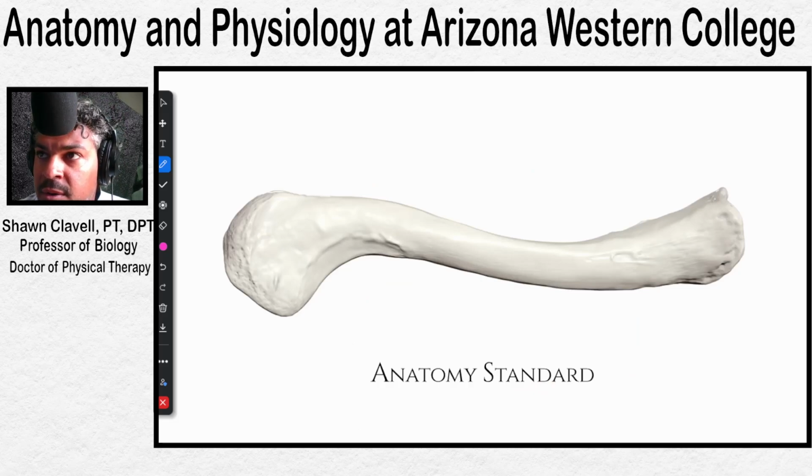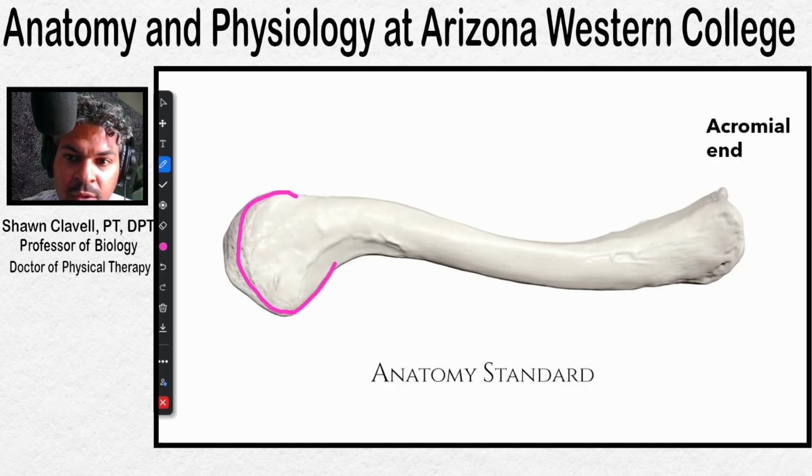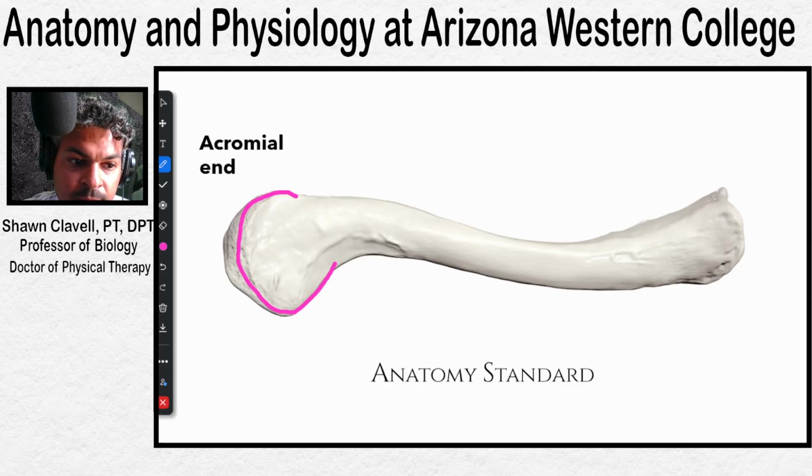And so you can see here, as I mentioned, there's this big, broader end. This is the acromial end. So let's identify that here. So the acromial end, this is lateral. And then the sternal end is over on this side.